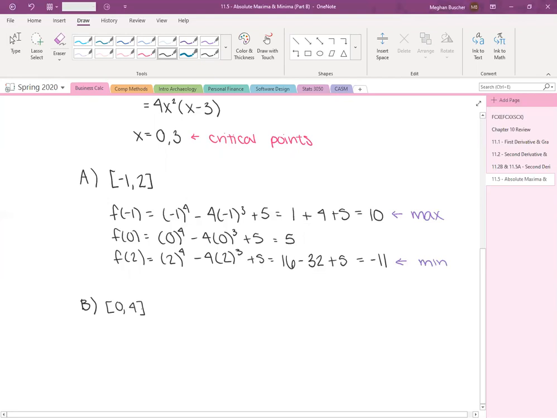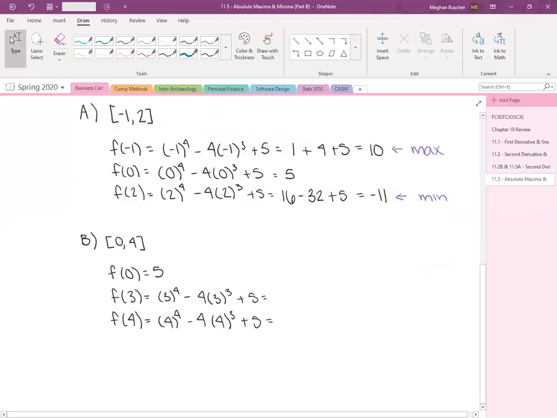And we're going to do the exact same thing. We already have our critical point, so we don't even have to do that step again. So we can just have f of 0, f of 3, and f of 4. We already calculated f of 0, so that one's done. That's 5. And then we can do this whole thing again. f of 4 is 4 to the 4th minus 4 times 4 cubed plus 5.